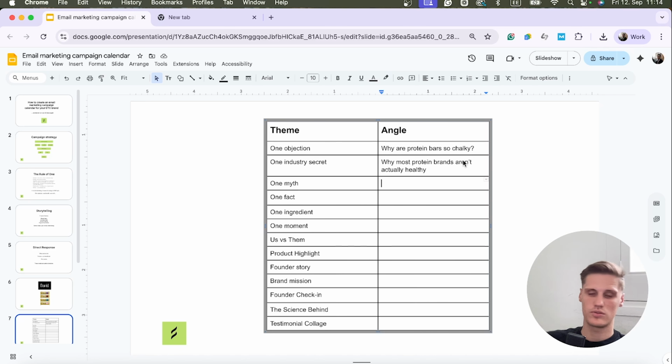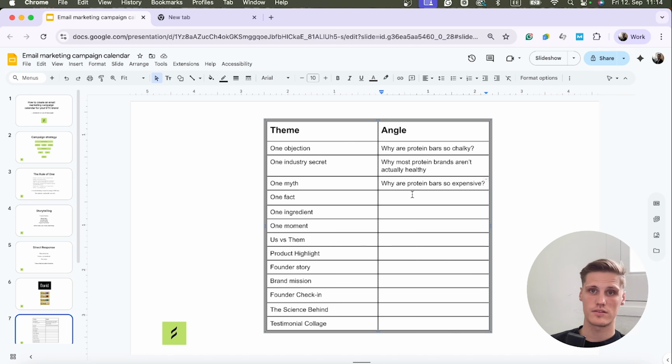So for example, here you can have: why are protein bars so expensive? Because people have the notion that protein bars are expensive. So what you want to do is show that for the amount of protein that you get, it might actually not be that expensive.